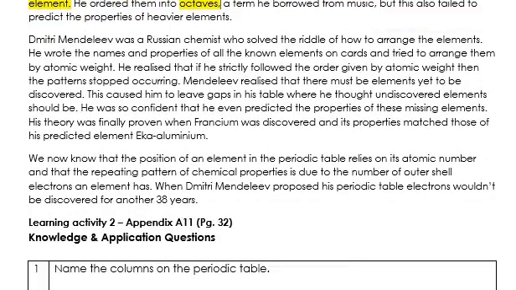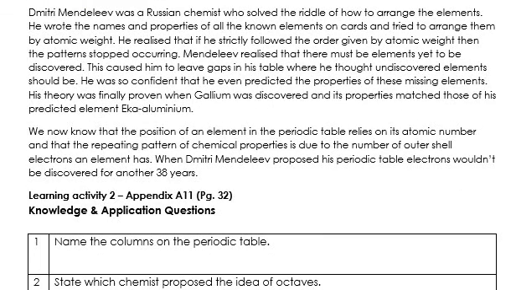Finally, we come to the man himself, Dmitry Mendeleev. Dmitry Mendeleev was a Russian chemist who solved the riddle of how to arrange the elements. He wrote the names and properties of all the known elements on cards and tried to arrange them by atomic weight. He realised that if he strictly followed the order given by atomic weight, then the patterns stopped occurring. Mendeleev realised that there must be elements yet to be discovered. This caused him to leave gaps in his table where he thought undiscovered elements should be. He was so confident that he even predicted the properties of these missing elements. His theory was finally proven when gallium was discovered and its properties matched those of his predicted element Eka.